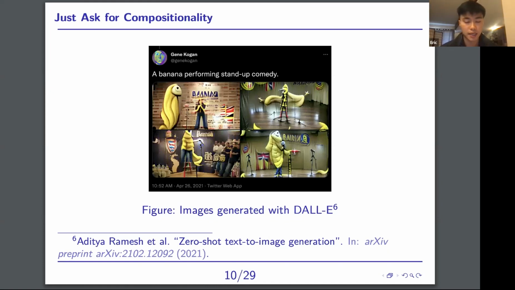Here's a banana performing stand-up comedy, and the network does something kind of reasonable. It draws the standard comedian: blue jeans on a stage and a banana with a microphone. So it's quite impressive.